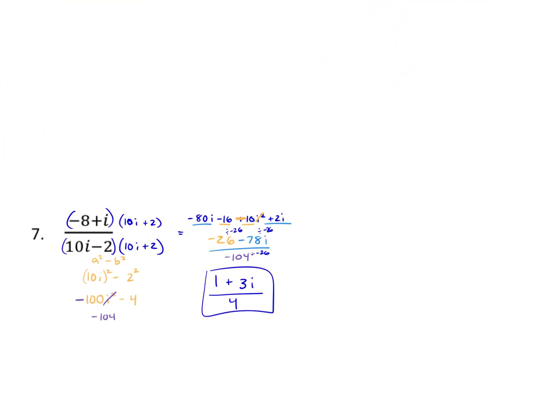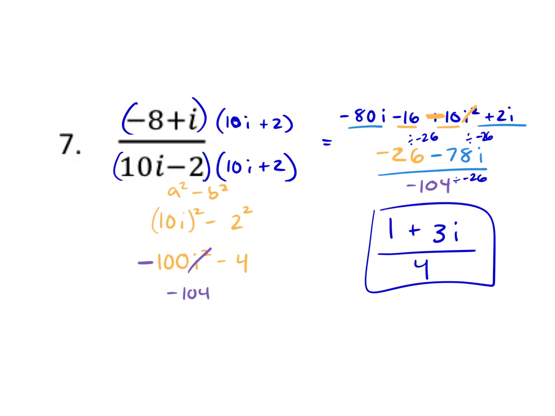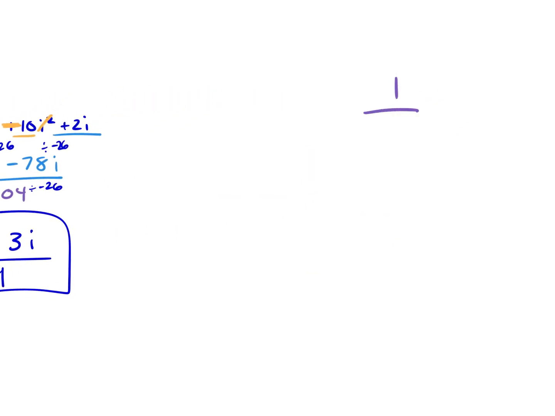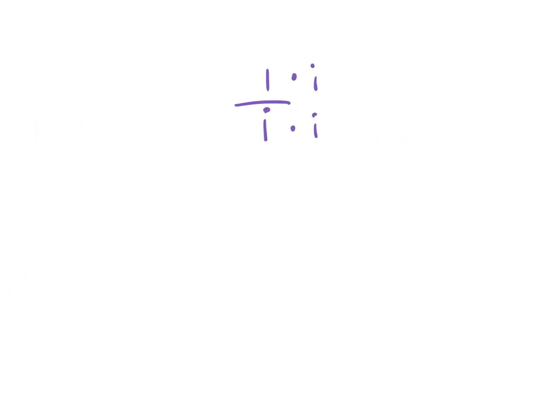In number 7, I did it with the other class, so it's already in the video. Just remember, you cannot leave an i in your denominator. So if I had something like 1 over i as my answer, how would I get rid of the i in my denominator? Kind of like rationalizing, but what would we multiply by? Well, you can just multiply by i, right? So this would be i over i squared. And what does i squared change to? -1. So this would be negative i.